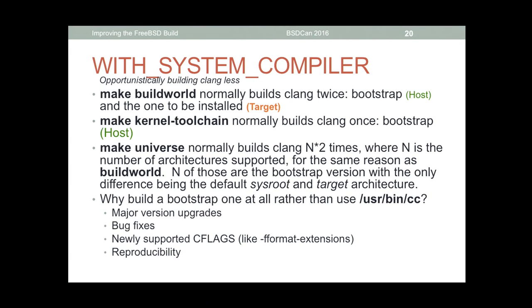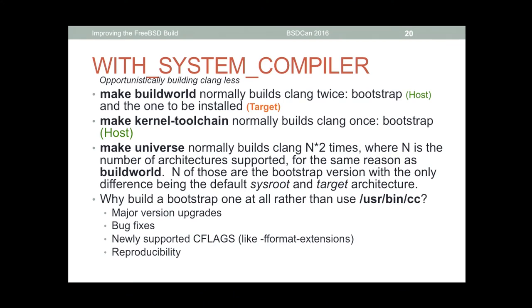So in Make Universe, it's even worse. And usually vendors don't care about Make Universe, but FreeBSD developers do, because they add something into the kernel or they add something to libc and they want to make sure it builds on x86 and ARM and Big Endian and Little Endian. We have something like 15 architectures that we support. And so for Make Universe, you'd be building the cross-compiler clang n times two times, and then you'd be building the target clang n times. And you really only need to build clang once. This opportunistically does that. Sometimes it still builds it.